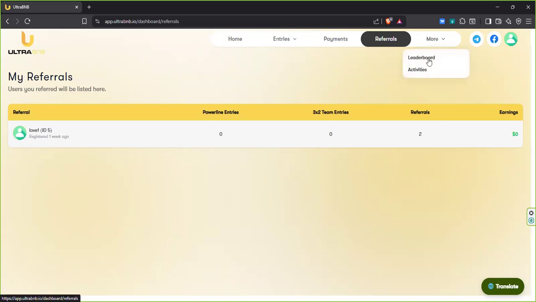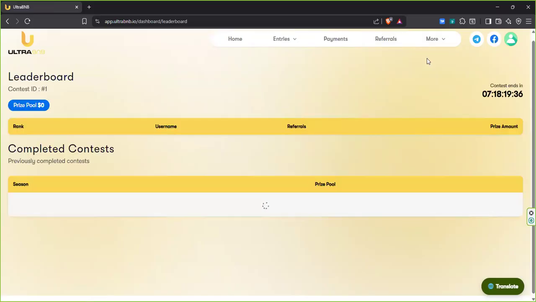All right, so once we click on more, we have the leaderboard. The leaderboard contest will also be recorded here. However, I told the dev team to find ways and means of bringing the leaderboard to the dashboard. Okay, so they are working on that. Very soon we'll see that feature on the dashboard.